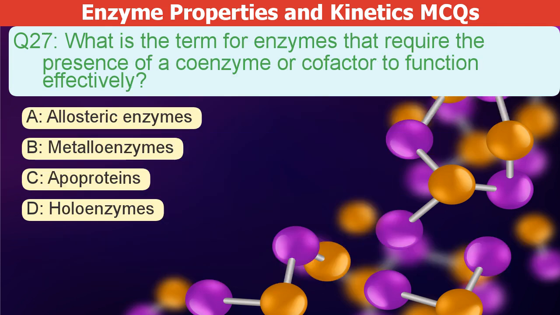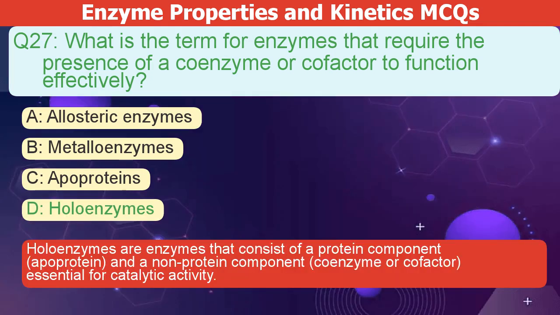What is the term for enzymes needing a coenzyme or cofactor to work properly? A. Allosteric enzymes. B. Metalloenzymes. C. Apoproteins. D. Holoenzymes. The correct answer is D. Holoenzymes are enzymes with two parts: a protein part called an apoprotein, and a non-protein part, either a coenzyme or a cofactor. Both parts are needed for the enzyme to work.